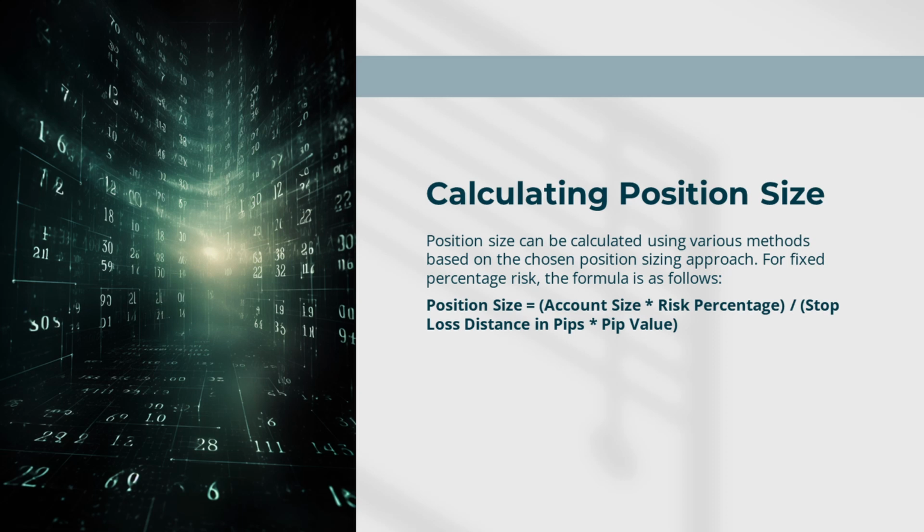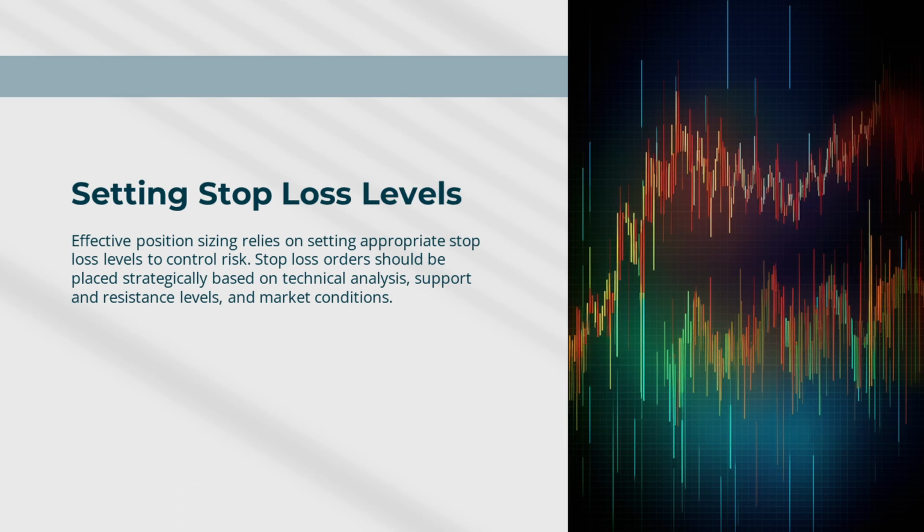Calculating position size. Position size can be calculated using various methods based on the chosen position sizing approach. For fixed percentage risk, the formula is as follows. Position size equals multiplication of account size and risk percentage divided by multiplication of stop-loss distance in pips and pip value. Setting stop-loss levels. Effective position sizing relies on setting appropriate stop-loss levels to control risk.